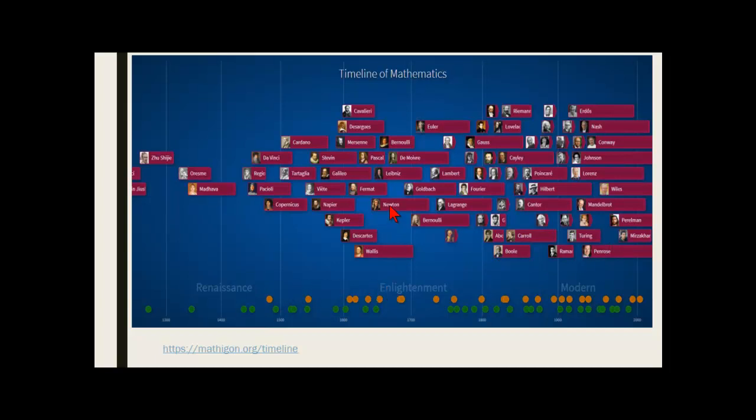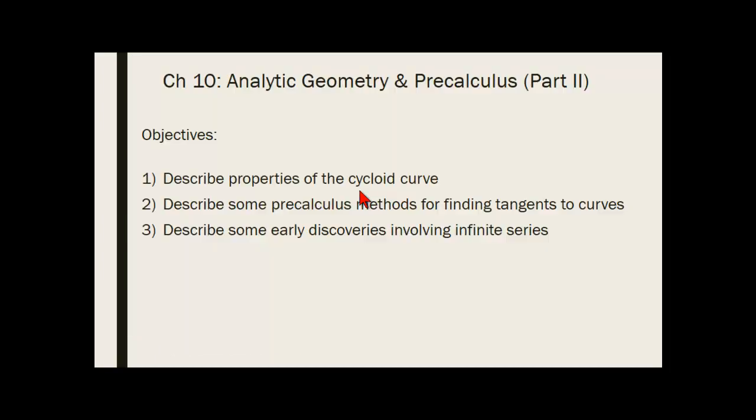So people like Newton and Leibniz and math like calculus is just around the corner. At the moment, we're talking about people like Descartes and Fermat and Pascal. And so the title of the chapter, Analytic Geometry and Precalculus, is definitely leading up to that.